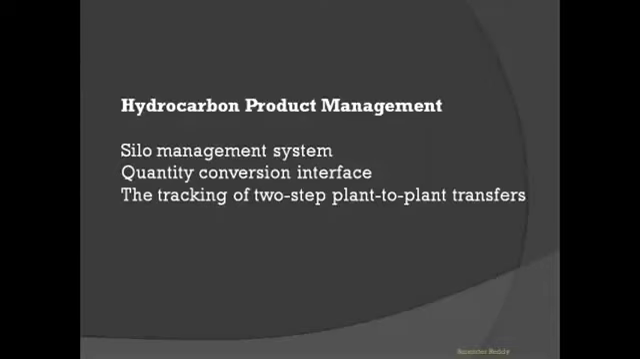And I told you in the TD functionality, plant to plant transfers are there. These plant to plant transfers we can track from the hydrocarbon product management. How much material is moving per shipment or per duration, we can track by using hydrocarbon product management, by using that tracking interface. These are the functionalities I'm going to cover. Pricing agreements to hydrocarbon product management.